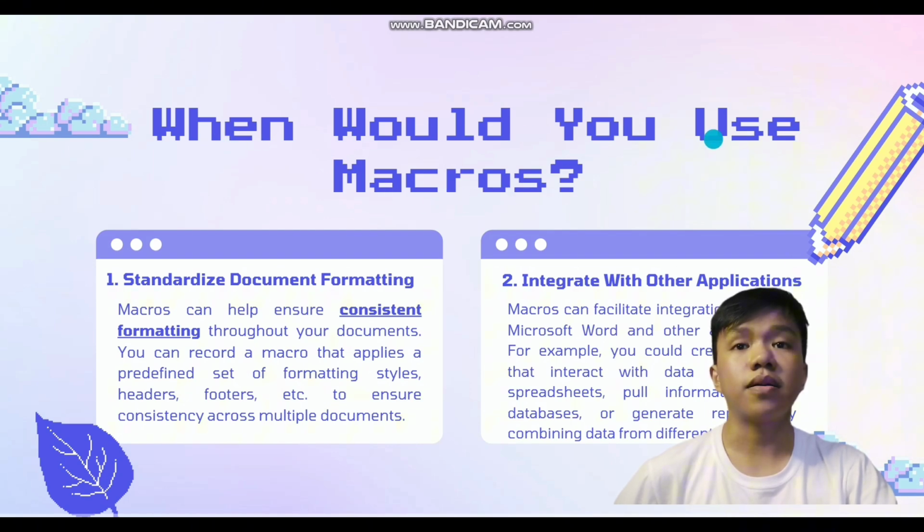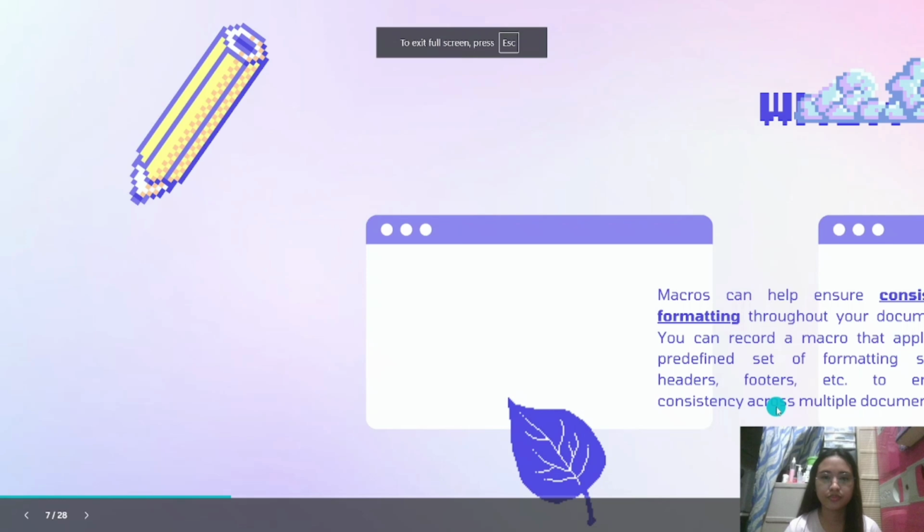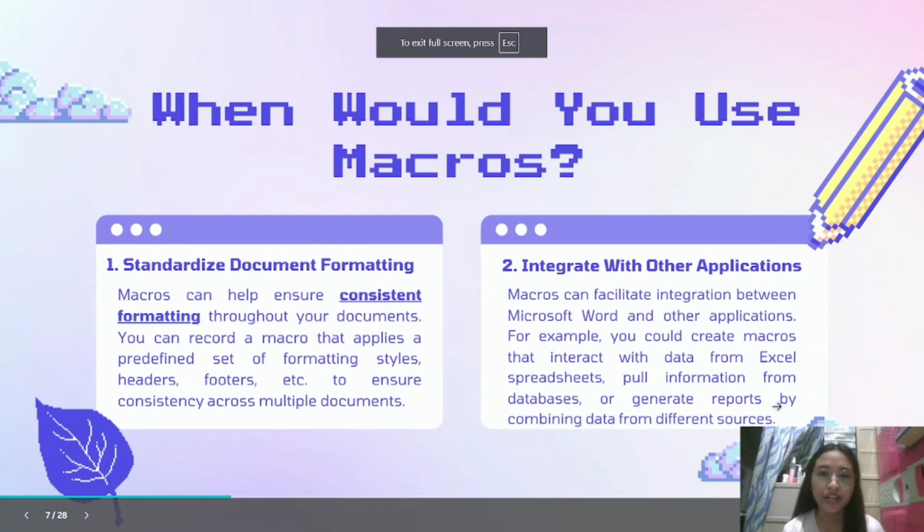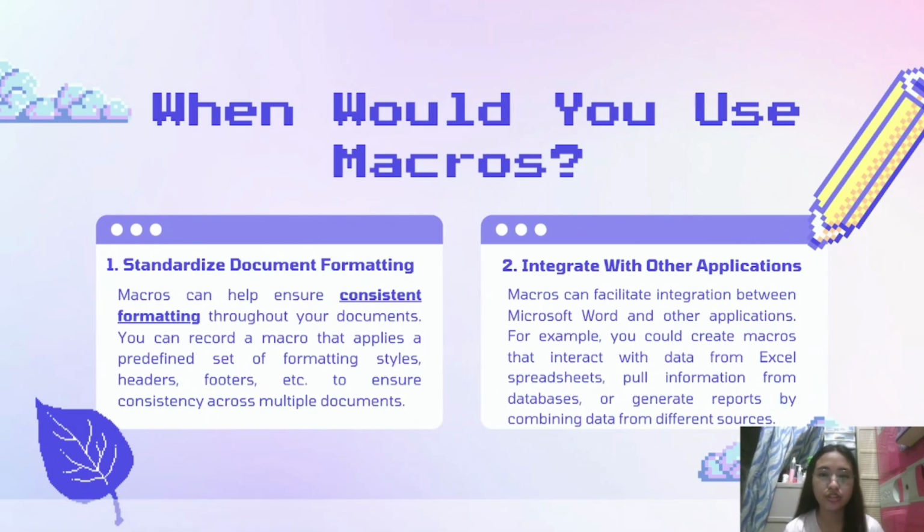When would you use macros? Good day everyone, my name is Rochelle Padilla and I'm going to discuss the uses of macros in Microsoft Word. So when would you use macros? Since macros automate frequently used functions, they can significantly increase productivity and save time with just a click of a button. You might use them to, number 1, standardize document formatting.